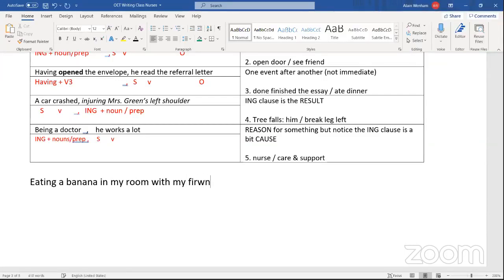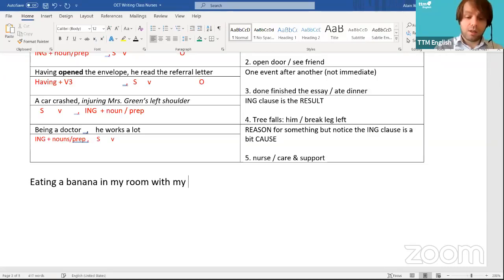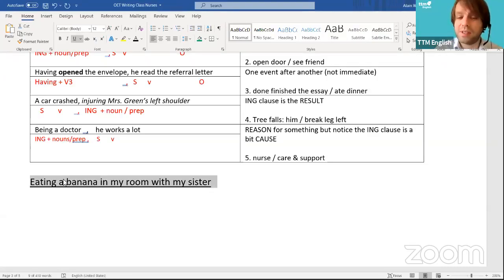With my friend or with my sister. With my sister. Okay. Yes. Do you see what I'm doing? This is my participle clause, and there's no verbs there. It's just nouns and prepositions.